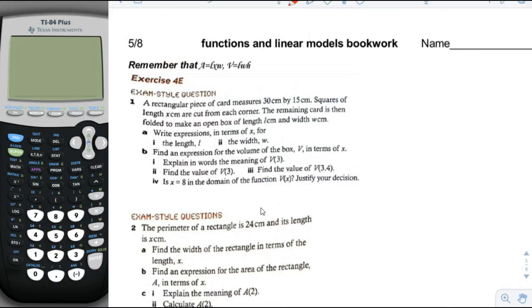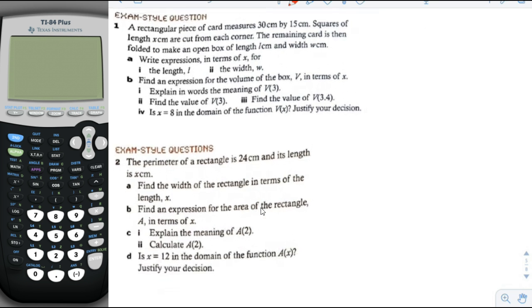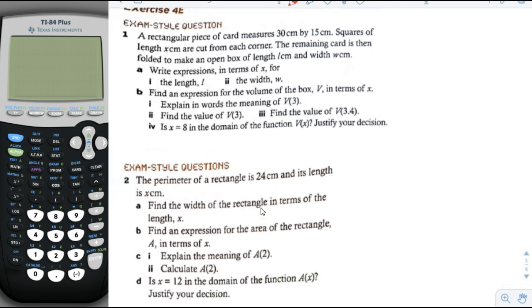Hey, we're on page 5 of functions. Just to review a couple important formulas for this page. Area equals length times width, and volume equals length times width times height. Just remember that. Number 1, a rectangular piece of card measures 30 by 15.